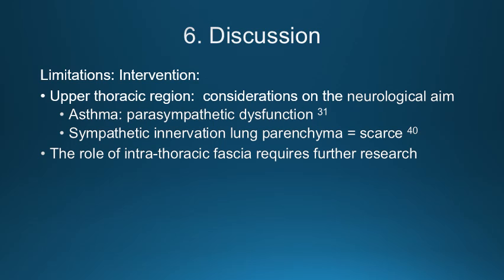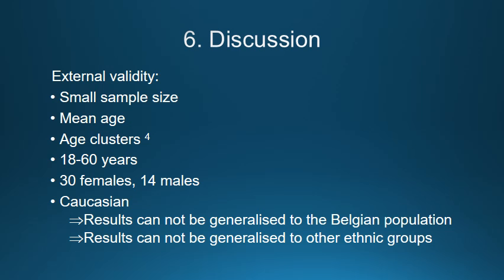Little is known about the role of intrathoracic fascia on pulmonary function and posture. Further research is needed. This study had a small sample size of 44 subjects with a mean age of 34 years. We found 2 age clusters, one with older symptomatic subjects and one with younger asymptomatic subjects. Another lack in this study was that the tested population was predominantly female and completely of Caucasian origin. Therefore, the results of this study cannot be generalized to the Belgian population.